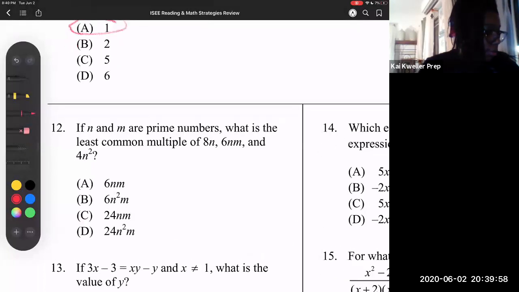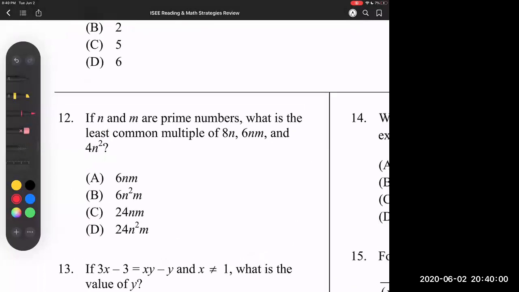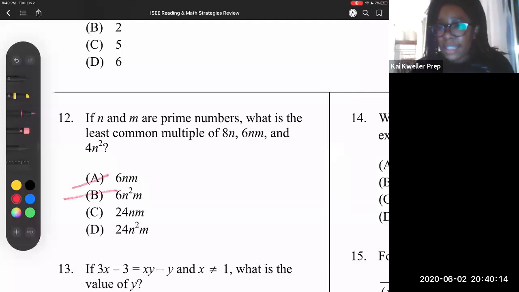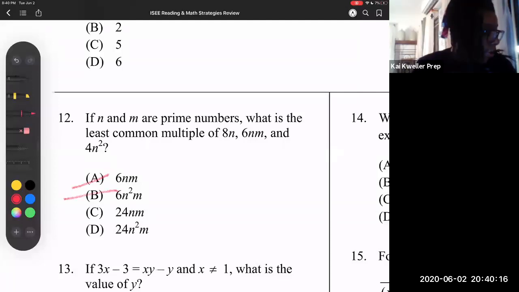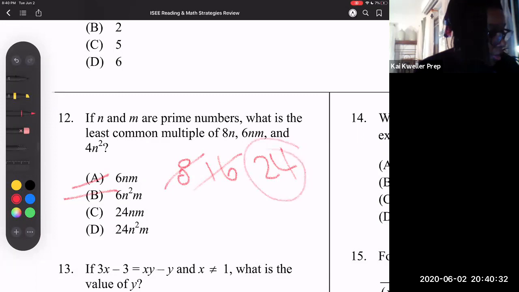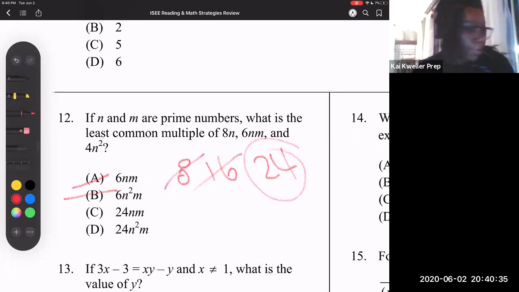So the least common multiple of 8, 6, and 4 is going to be 24. It's the least common number that they have in common. So right off the bat, we can eliminate A and B. You guys know how to find LCM. You just write out the multiples of 8: 8, 16, 24. 6 doesn't have 16, and 4 doesn't have it either. Because all three of them have 24 as a multiple, 24 is the least common multiple. Okay.